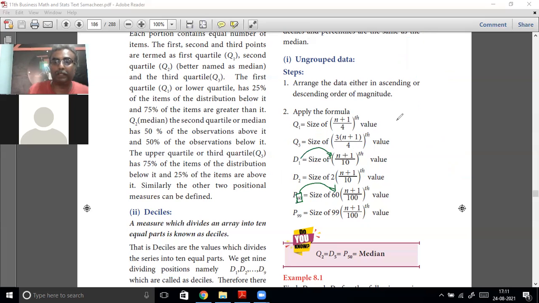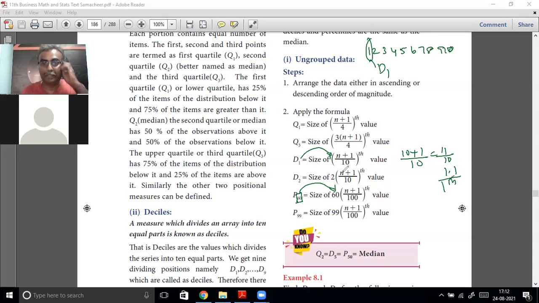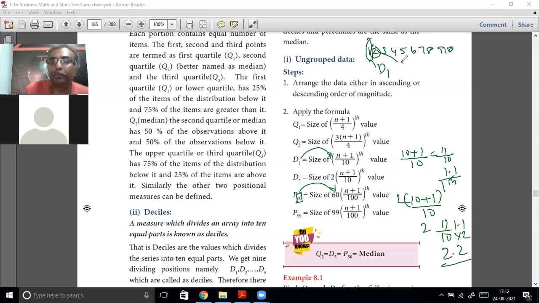Now let us find, we saw 1 2 3 4 5 6 7 8 9 10. Here we have to take D1. Now n is 10 plus 1, 11. 11 by 10 is equal to 1.1th item, that is the 1st item, item 1. So this is D1. D2 is 2 into n plus 1, n again 10 plus 1, by 10. That is 11 by 10 into 2. 1.1 into 2 is 2.2, so the second item. This is the D2 value.